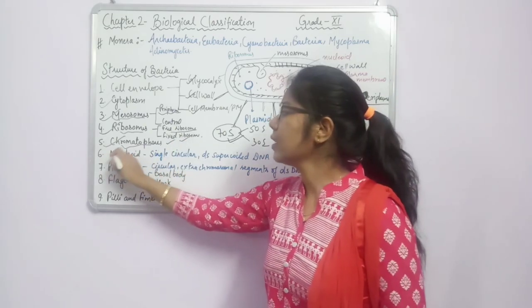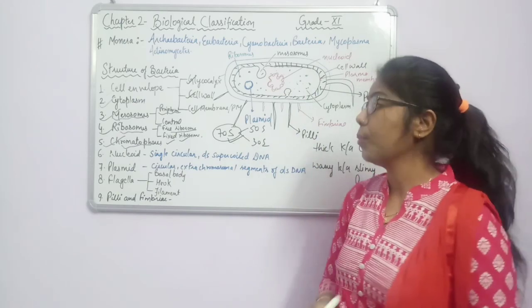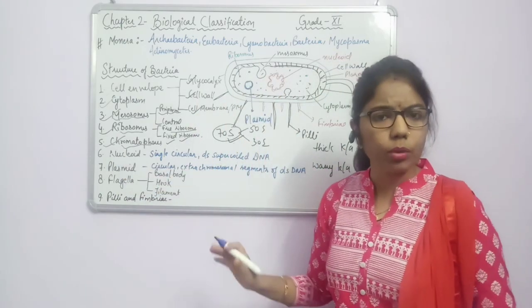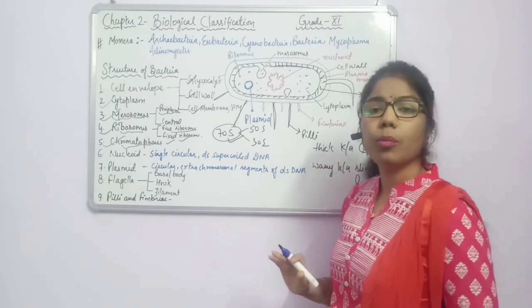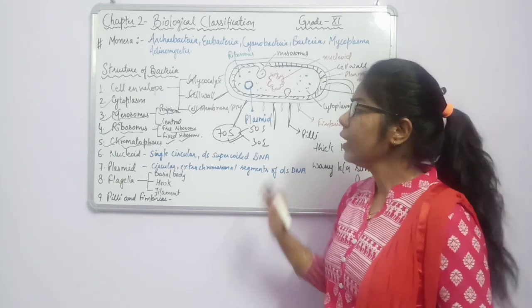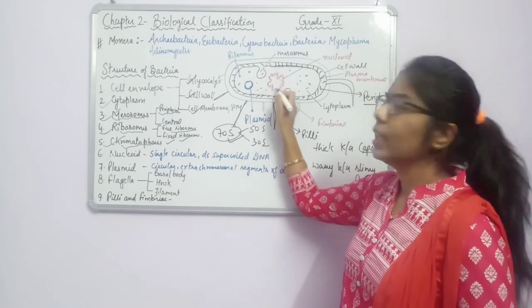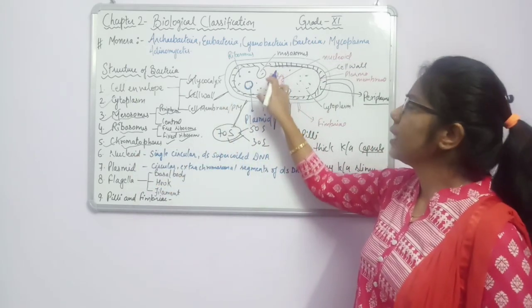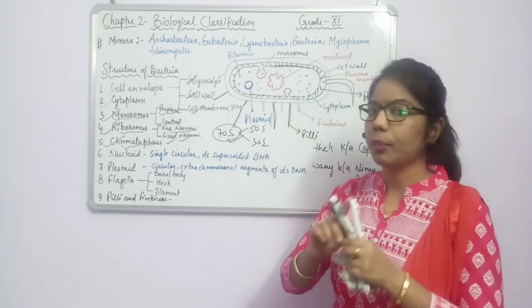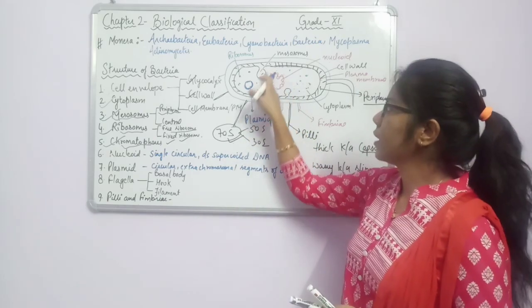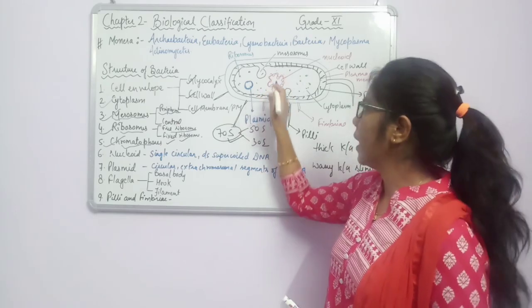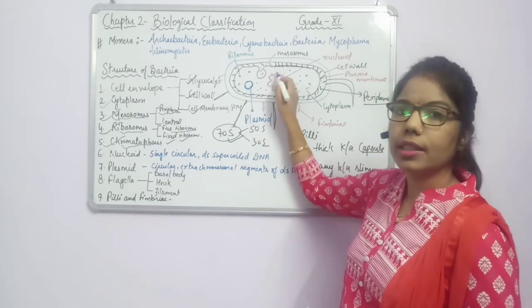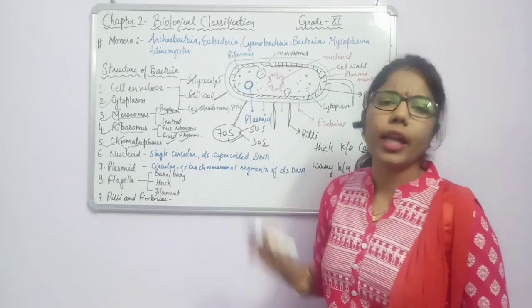Now another one is the nucleoid, very, very important. We know that in this bacterial cell there is no proper nucleus and no nuclear membrane. Instead of that, there is a nucleoid, and this nucleoid is a single circular structure. It will not be in any linear fashion; it will start at one point and end at the same point. If you see the diagram here, it is the genetic material of the prokaryotic cell.